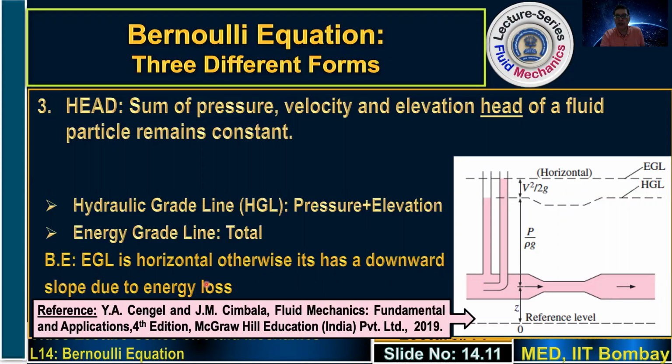So if you consider an ideal Bernoulli's equation where frictional losses are negligible, then you have energy grade line as horizontal. So in an ideal Bernoulli equation, this is horizontal. But if you consider practical Bernoulli equation, then other than these three terms, you have an additional loss term. And due to that loss, this energy grade line will have a downward trend, which I'll show you in the next slide.